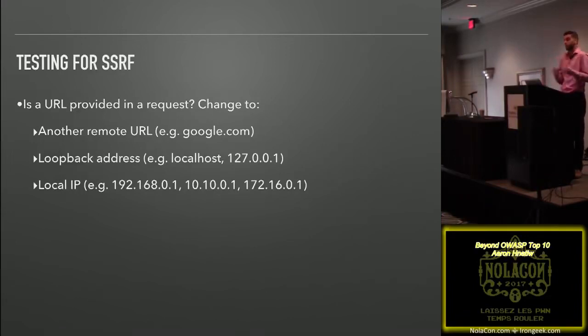A lot of people are cheap. They just want to use one server. It's very common. Try checking that local interface. Try the local IPs for that local network. See what you can see behind that server, because you can't reach that from the internet, but you can reach it from that server. If you can do that, then that's pretty dangerous.